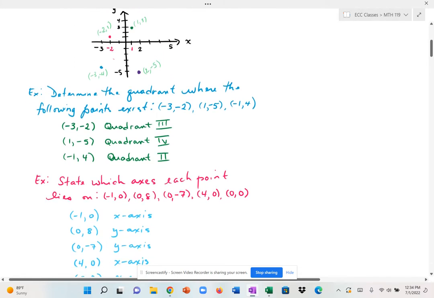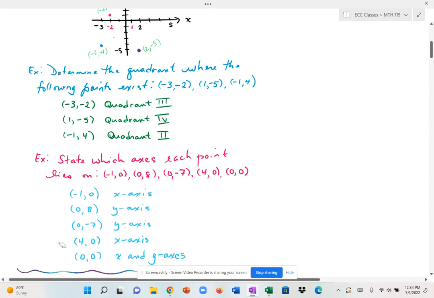4, 0 means that you're going 4 units to the right, 0 units up or down, so you are on the x-axis. And 0, 0 is, again, the origin. That's right in the middle where the x and y axes meet, so it is on both of the axes. So notice that the coordinates on the x-axis have a y value of 0, but the two on the y-axis have an x value of 0.